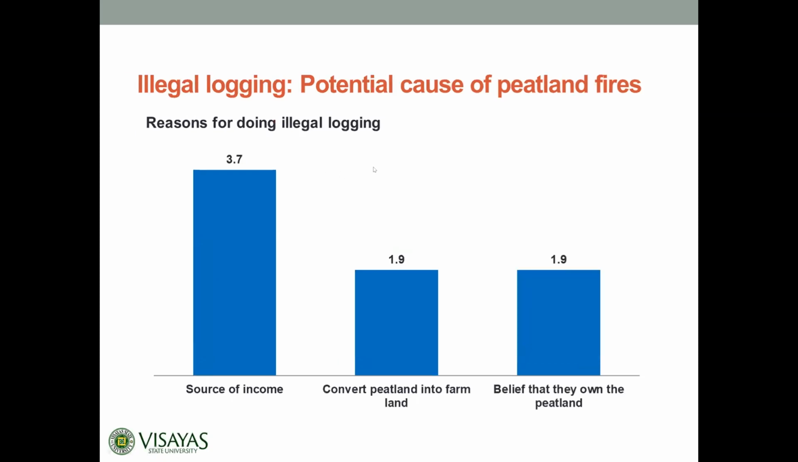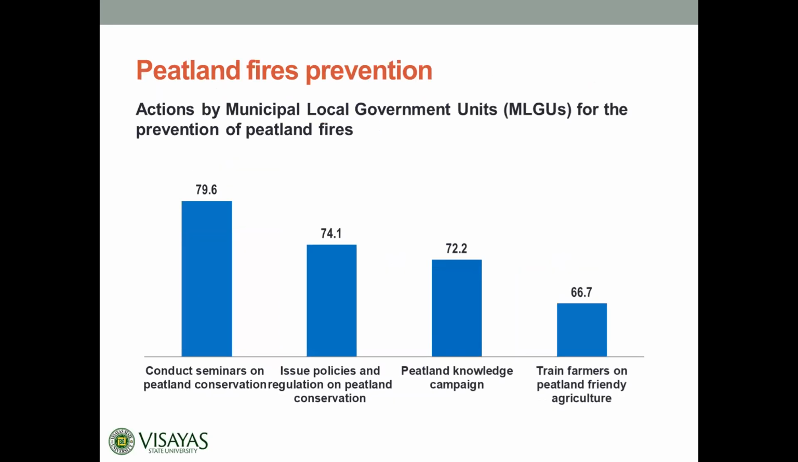And then, why do people do illegal logging even if they know it is not allowed? Because it's a source of income. And then the peatland can be converted into a farmland. And it's also a communal way of thinking among Filipinos. Sad to say, I'm a Filipino. But usually we Filipinos, if we live in a community, people living in the community would consider all the things that are found in the community to belong also to them. So that's one of the reasons why they do illegal logging.